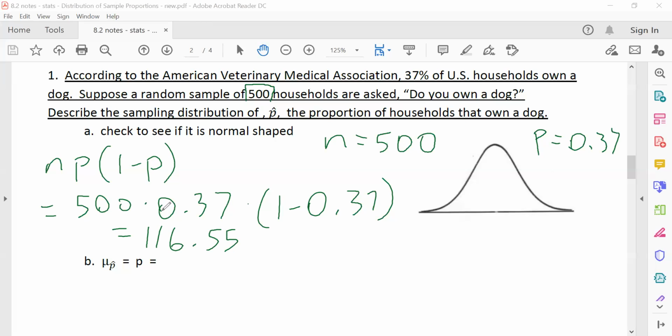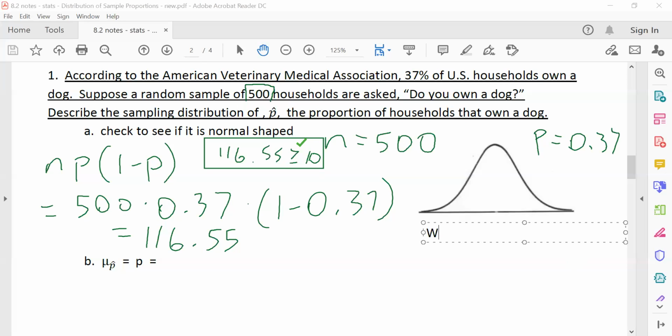So we do this little computation. We get 116.55, which is far greater than 10. So, yeah, okay, we're good. We can use this little criterion. Yep, you get my stamp of approval.